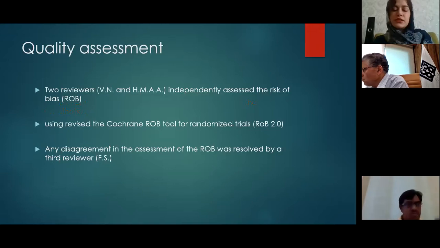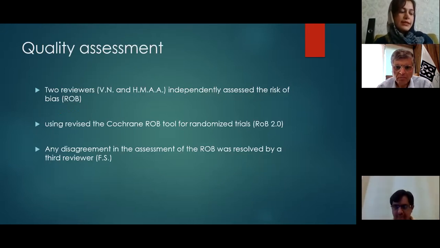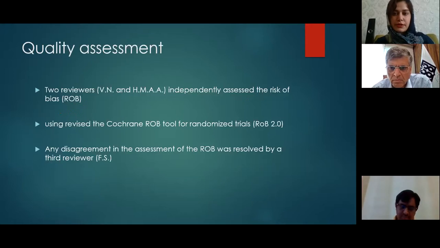I wanted to ask Professor Babu if he could explain to us why he didn't use Cohen's Kappa statistics for measuring inter-rater reliability here. So your question is related to quality assessment, right?